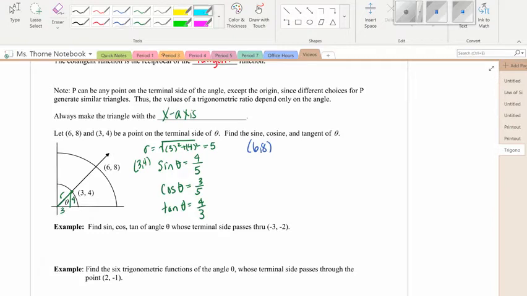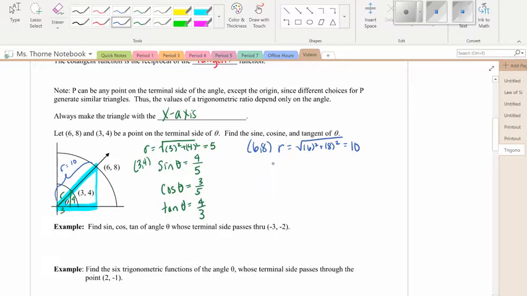So I'm just going to highlight that triangle so we can draw over it. So here's the triangle for 6, 8. So first we need to find the radius, or r. So r is equal to the square root of 6 squared plus 8 squared. So 64 plus 36 gives us 100, and the square root of 100 is 10. So that means r for this one is equal to 10 for the blue triangle.